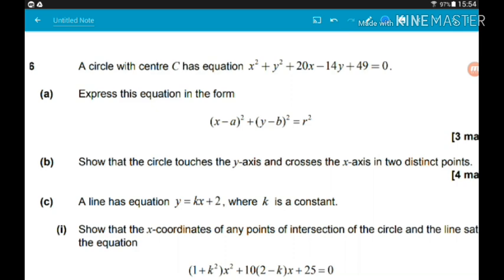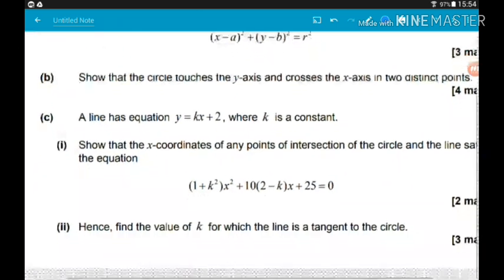Circle with centre C has equation x squared plus y squared plus 20x minus 14y plus 49 is equal to 0. Now part A wants us to write that in the form (x minus a) squared plus (y minus b) squared equals r squared. So, let's do just that.